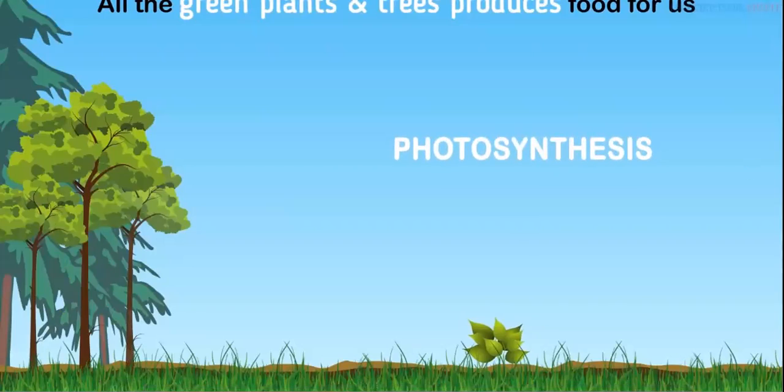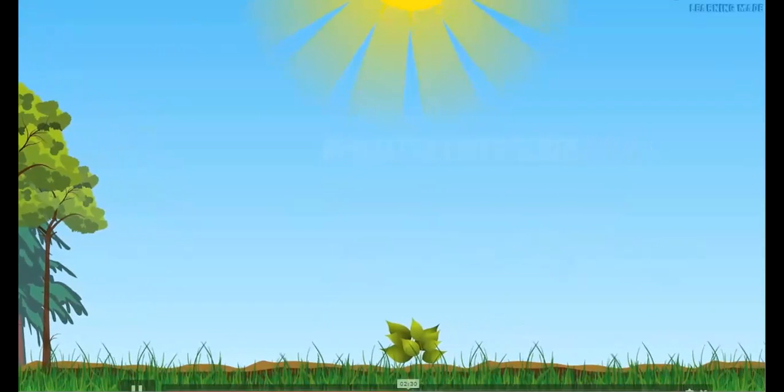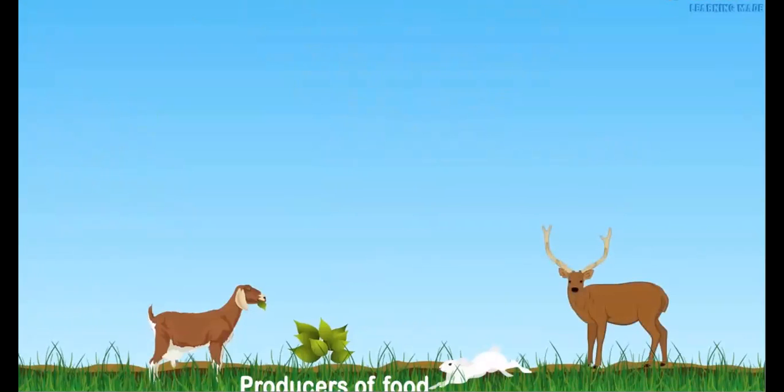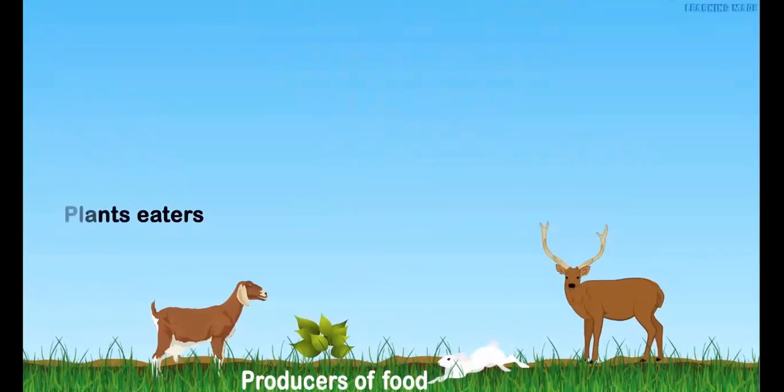What exactly happens during the process of photosynthesis? Sunlight gives light energy, and plants convert this light energy into chemical energy. Plants are usually the producers of food, and who eats these plants? Animals like goats, rabbits, deer, and many more survive on plants. What are these animals called? Well, as they only eat plants, we call them herbivores.